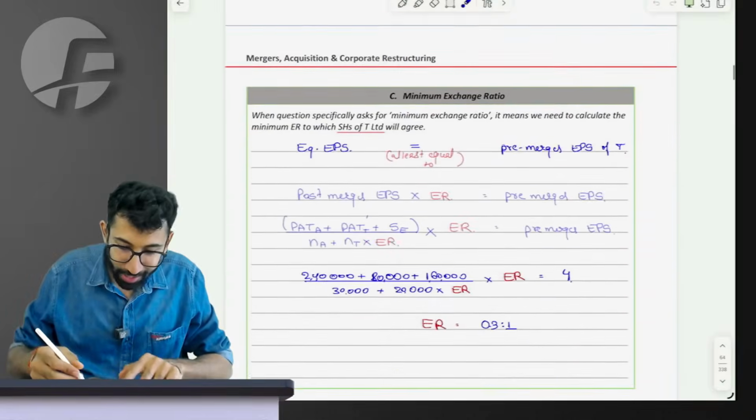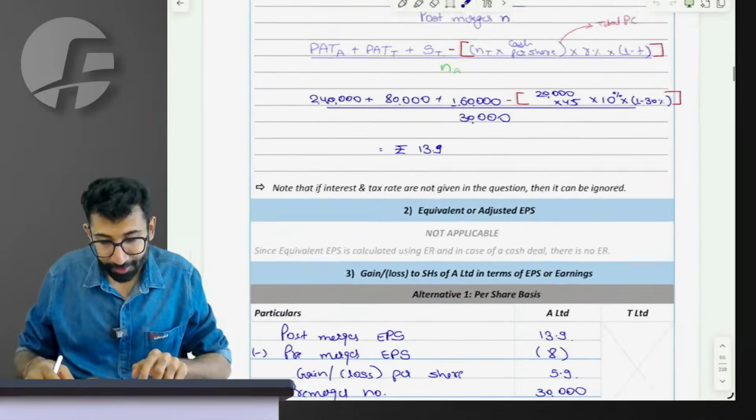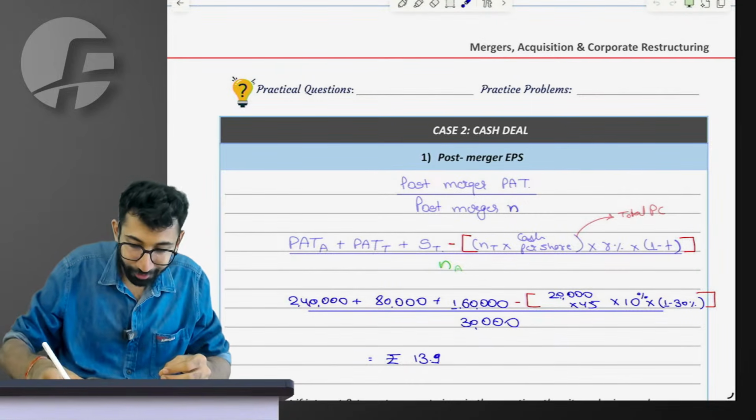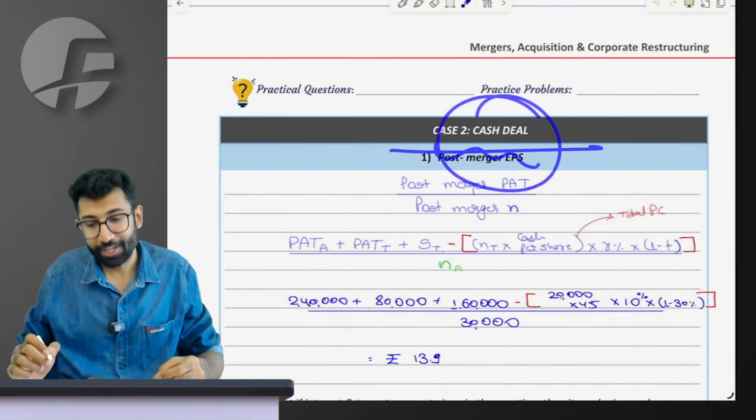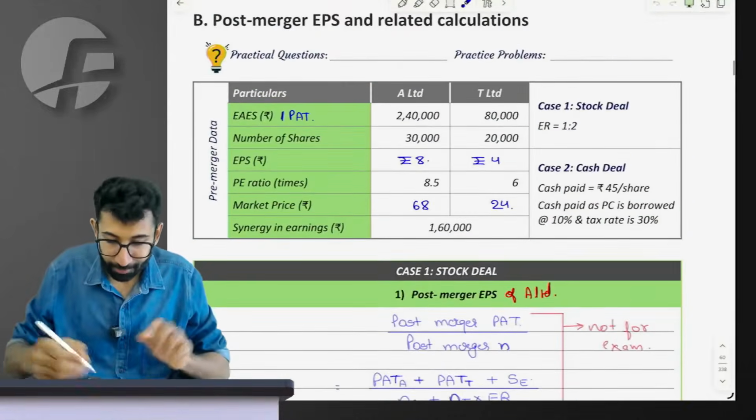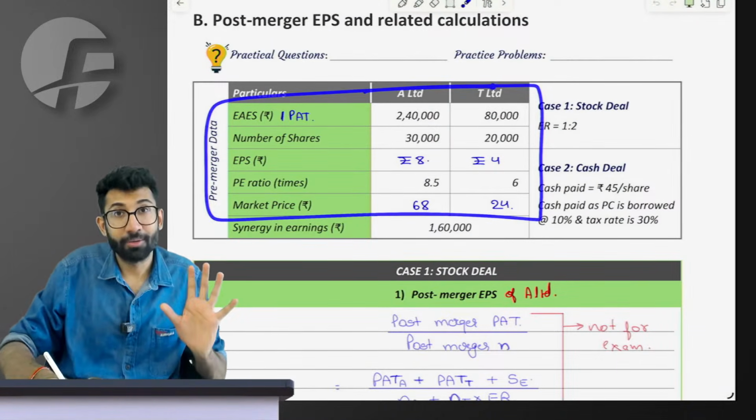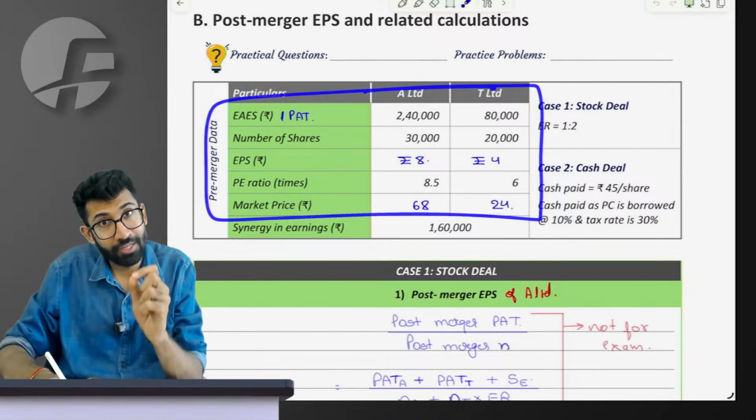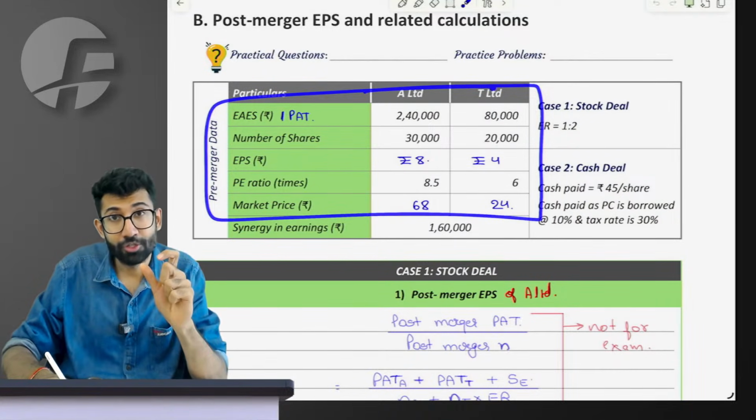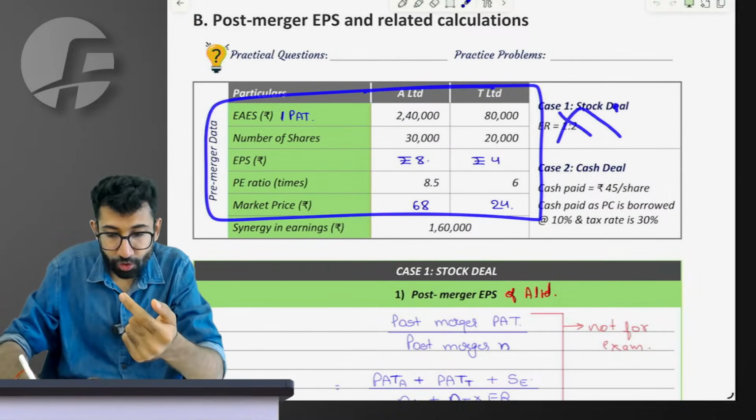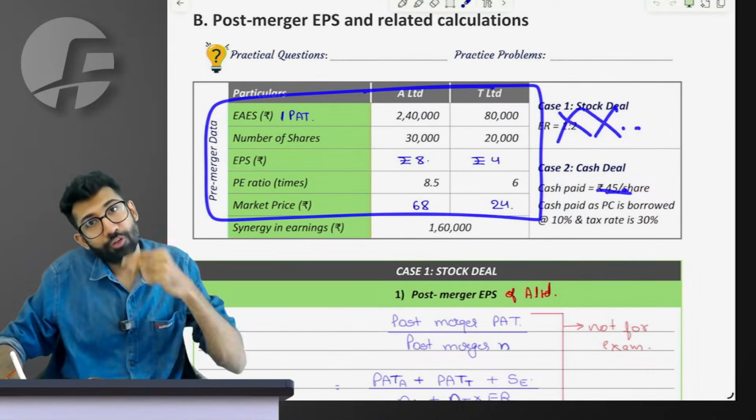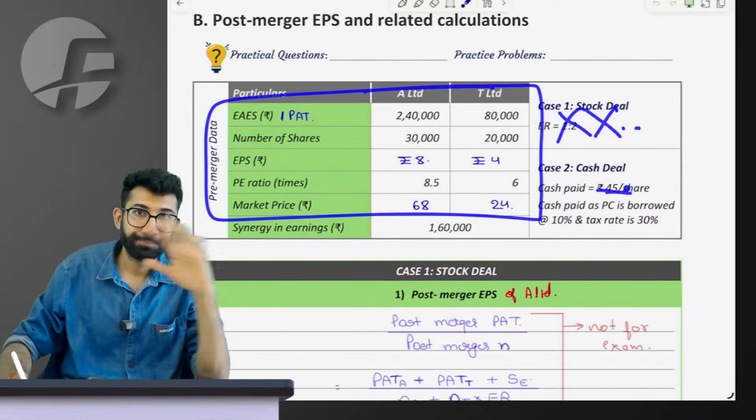So, we will solve a practical question on this part at a later stage, after we have done this question of cash deal. So, are you all ready to do the cash deal? Now all the company data remain the same. The only point which changes is that when I acquire you, on the date of acquisition, the purchase consideration won't be the issue of my shares. The purchase consideration will rather be paying you cash of rupees 45 per share.